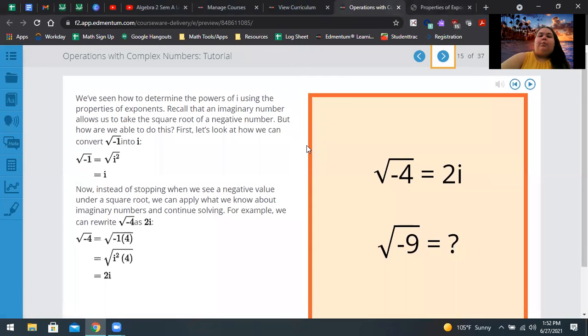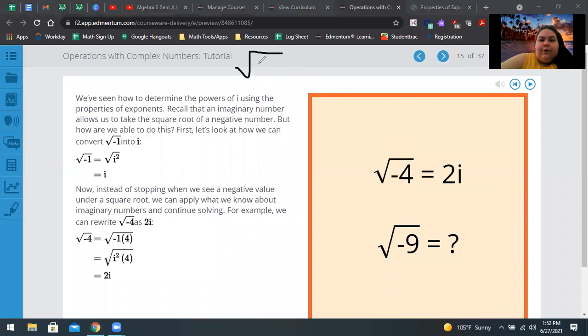So that idea of the rule that we come up with, that negative. So when that -1 value inside the square root becomes an i, we could rewrite this. So they solved the square root of -4 for us here. And they kind of jumped straight into it for 2i. We know what the square root of 4 is. It's 2. Take that negative and take it out as an i.